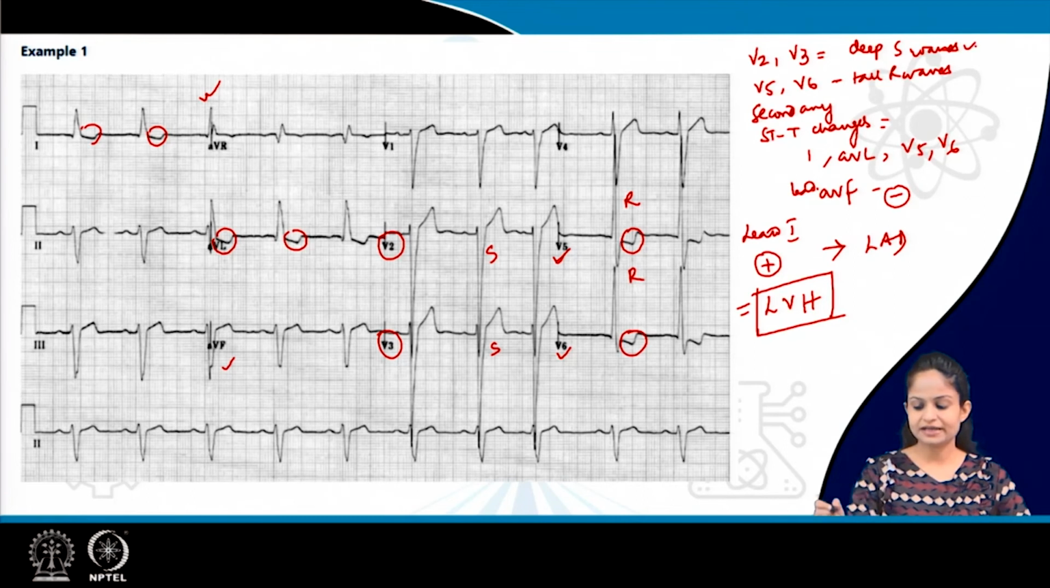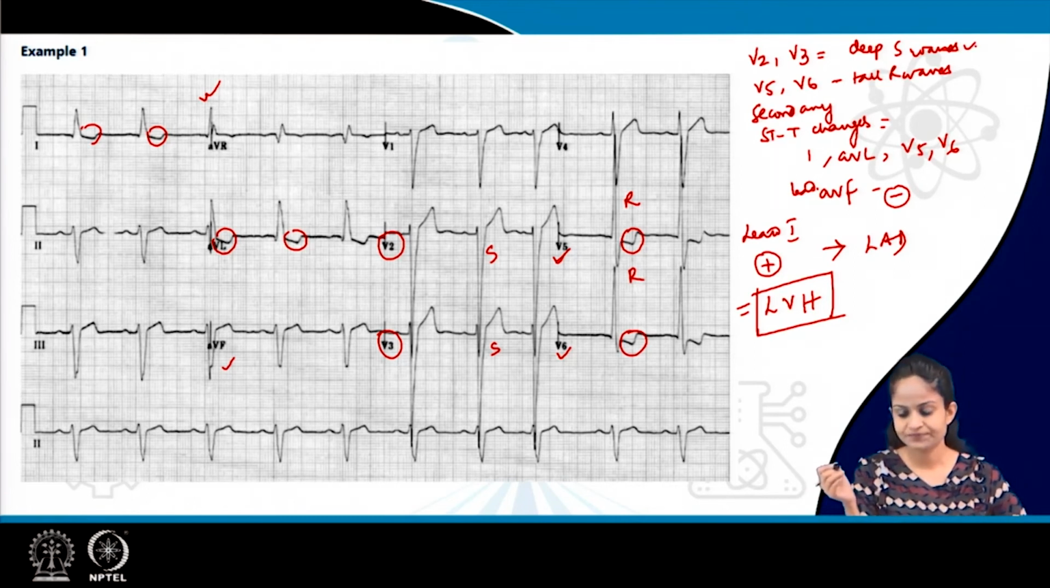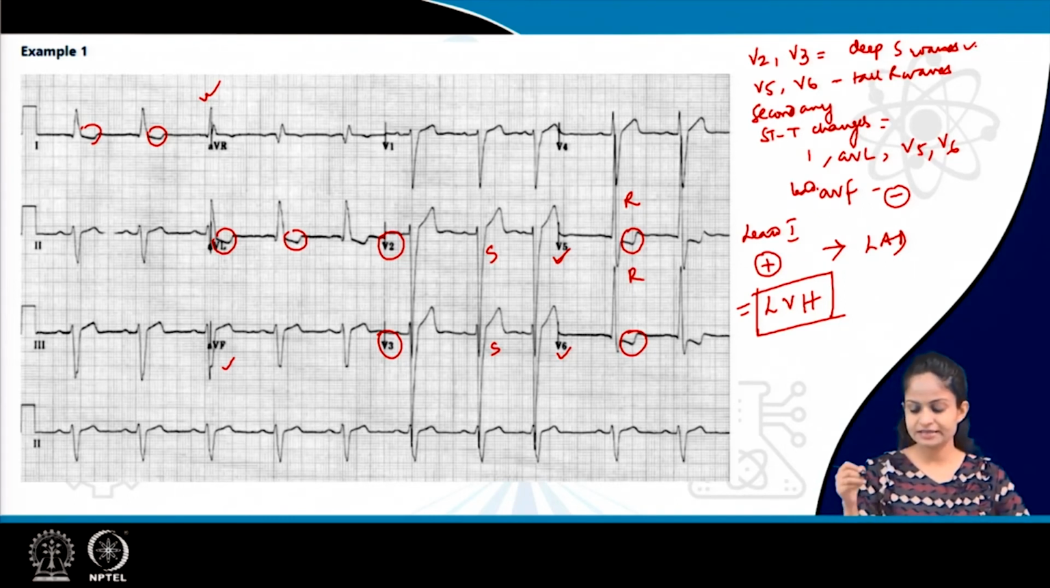There are deep S waves in V2 and V3, there are tall R waves in V5 and V6, there are secondary ST and T changes, and there is left axis deviation. So, this is left ventricular hypertrophy.